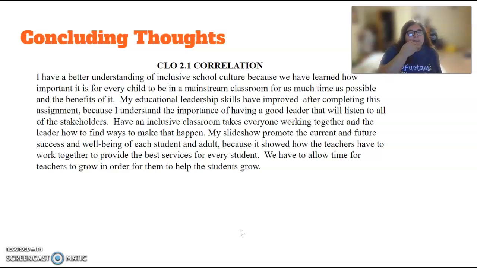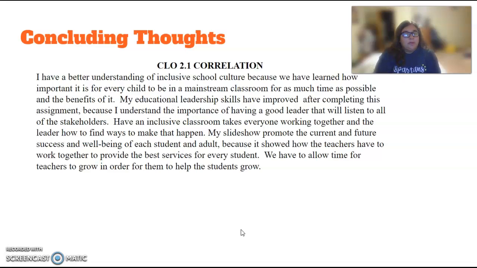My concluding thoughts are that I have a better understanding of what an inclusive school is. And I have learned how important it is for every child to be in the mainstream classroom for as much time as possible, and the benefits of it. There are benefits to your regular ed kids as much as your special ed kids. My educational leadership skills have improved after completing this assignment because I understand the importance of having a good leader that is willing to listen to all of the stakeholders. You need to have an inclusive classroom. It takes everyone working together, and the leader has to find ways to make this happen.